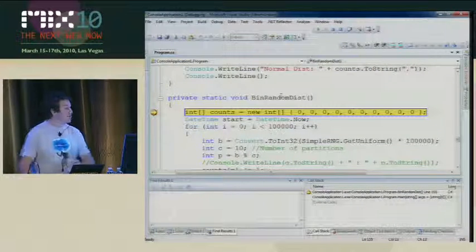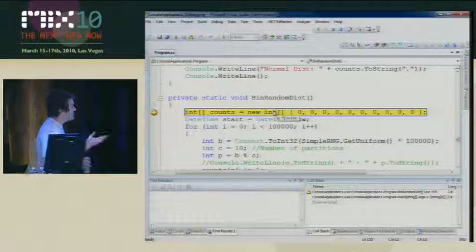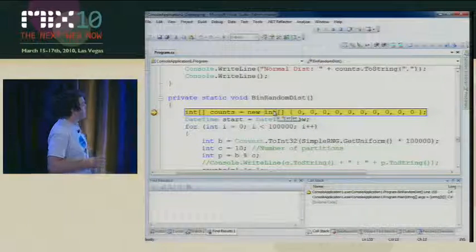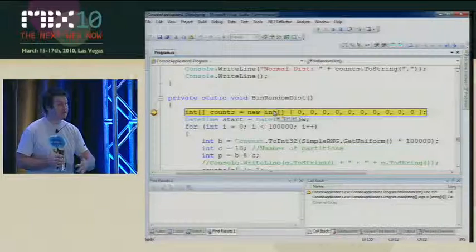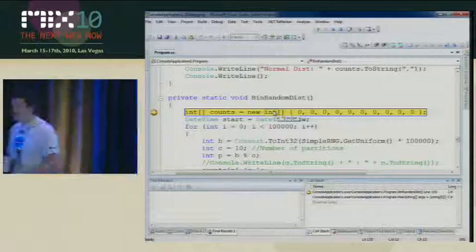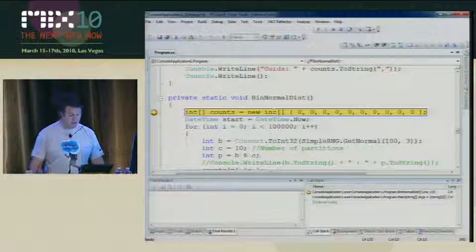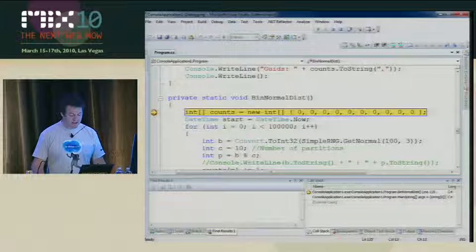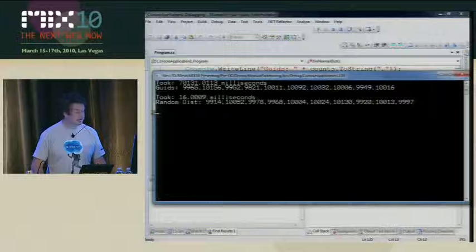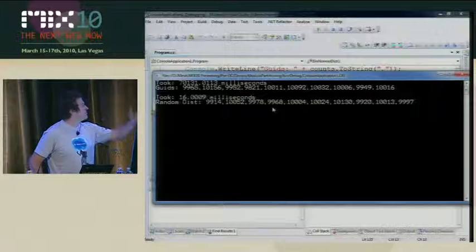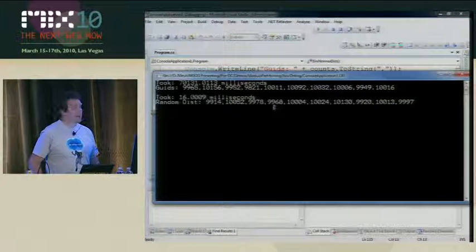Next, I've got a random distribution of data. Right? So a random distribution, this should work pretty well. Right? Again, we've got a random distribution. If we bin up that random distribution, we're going to get, once again, a set of broadly equal partitions.